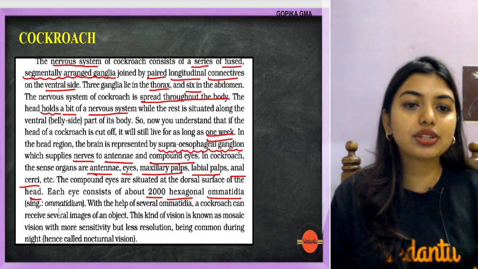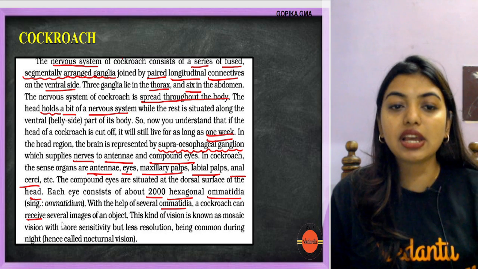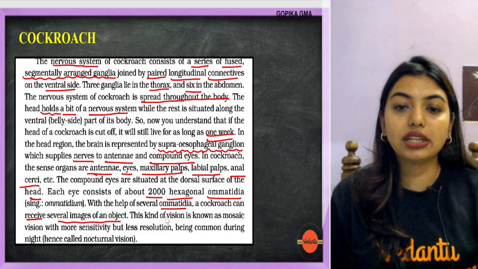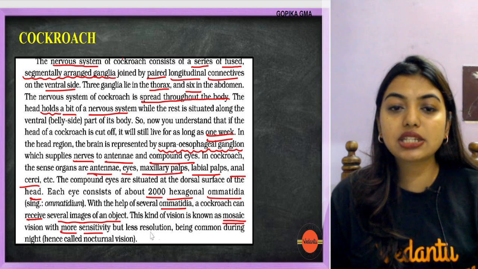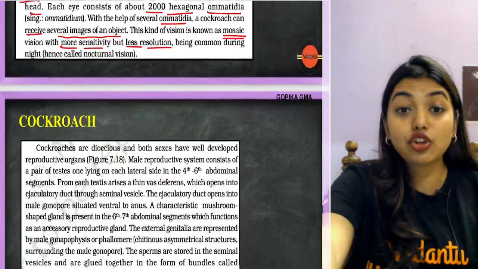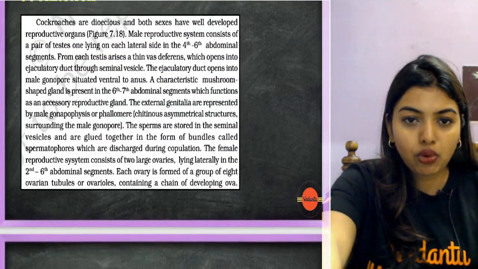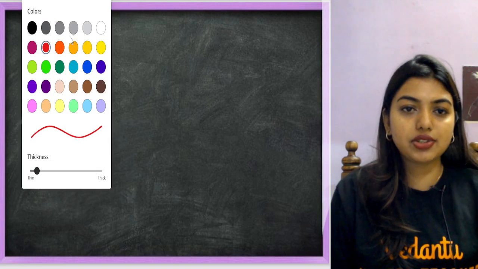I already taught you this, right? With the help of several ommatidia, a cockroach can receive several images of an object. This kind of vision is called mosaic vision, with more sensitivity and less resolution being common during the night. So they have nocturnal vision. Okay, before I come into this part, I will write the nervous system.